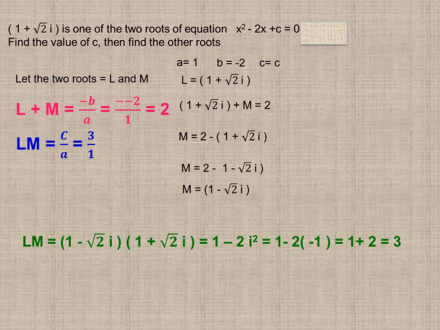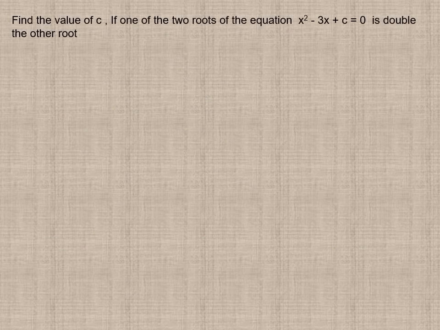What about the product of the two roots? LM equals c over a. That means c over 1 equals 3 over 1. Finally, c equals 3.